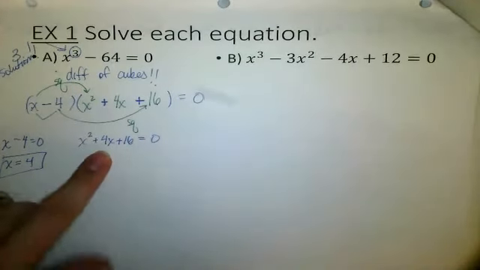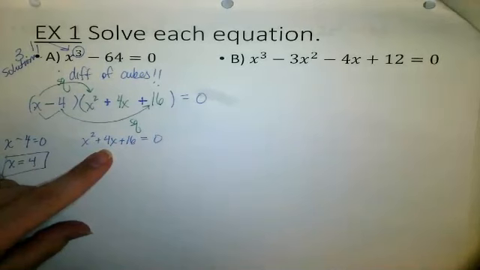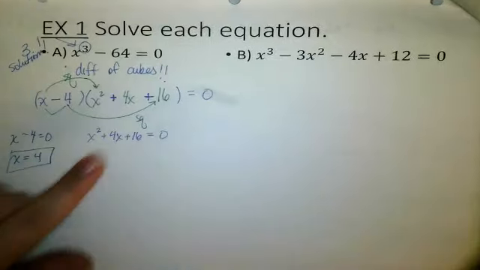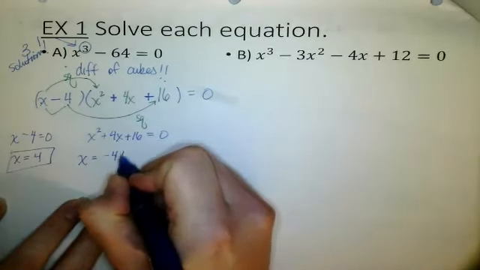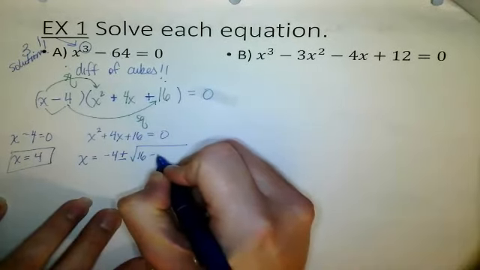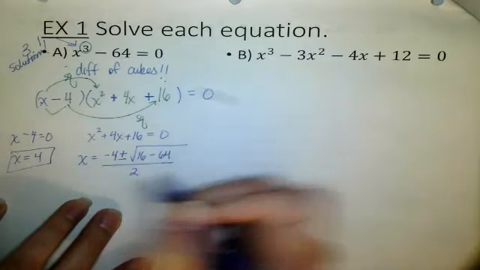Does this double bubble? Never. It will never double bubble. And so we have to use the quadratic formula. X equals the opposite of b plus or minus the square root of b squared minus 4ac all over 2a.